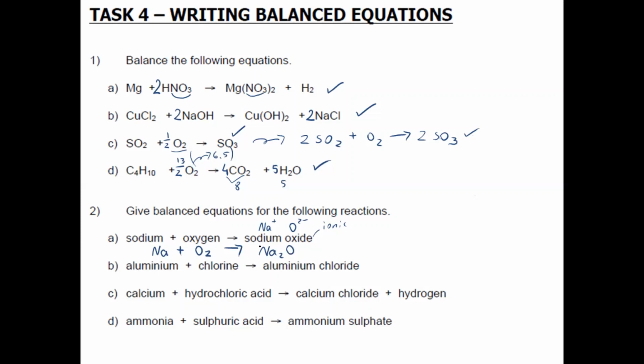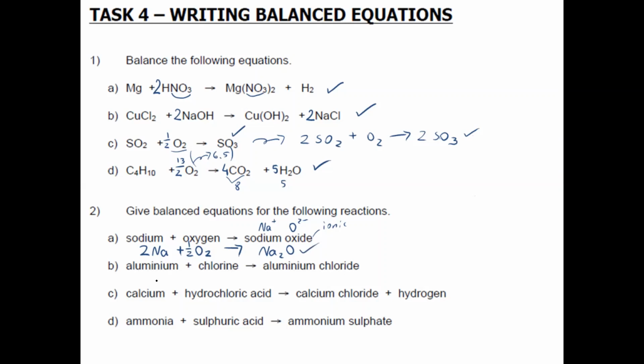So I worked out my substances. Now I need to balance it. 1 sodium, 2 sodiums, I put 2 in here. 2 oxygens, 1 oxygen, I put a half in here. I could also double everything, and then I would get 4 sodiums plus 1 oxygen gives me 2 Na2O. That would be correct, but this is fine as well.